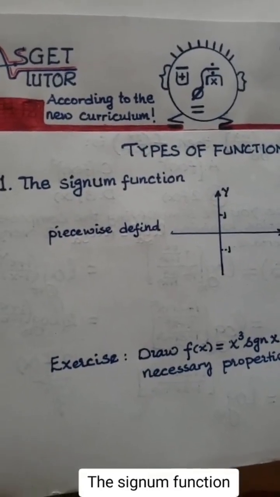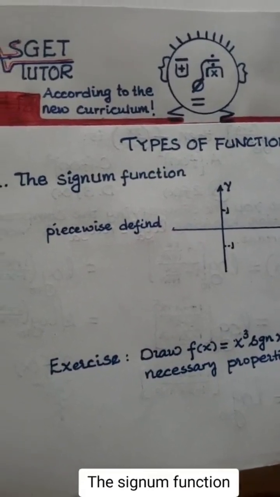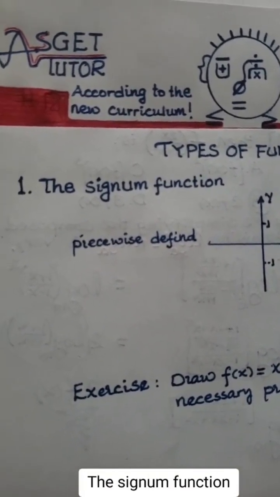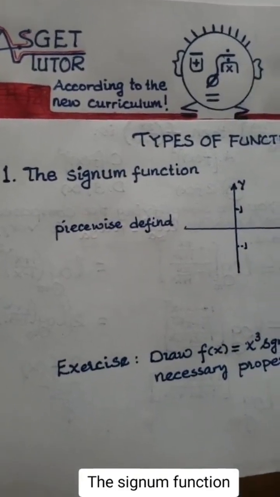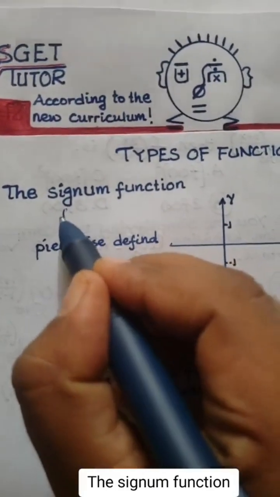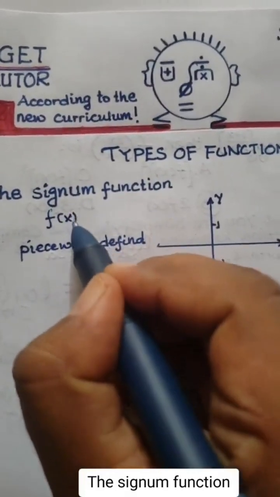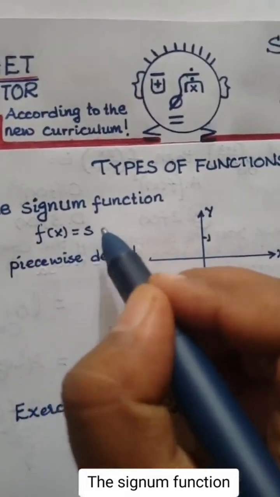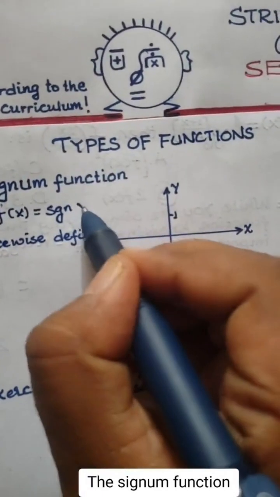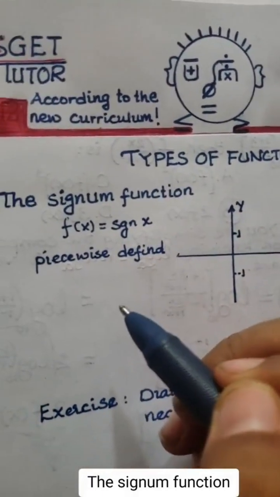Okay, in today's class, we are going to see types of functions. The first type of function that we are going to see right here is the signum function. The signum function is in fact defined as f of x equals absolute value of x over x. This is the general definition, and it can be represented as f of x equals signum x, sgn x.